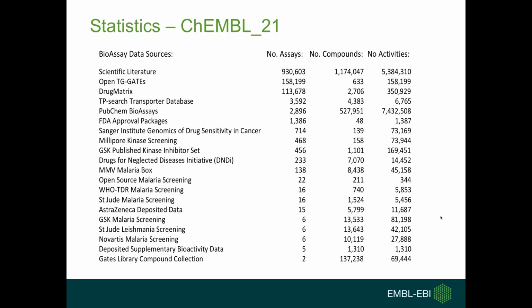So OpenTG Gates and Drug Matrix are two toxicity projects that made lots of data available, so we put those into ChEMBL. We also exchange data with PubChem bioassay database, so we have information in ChEMBL from PubChem. And then more recently, we have a lot of information from deposited data sets. So particularly in the area of neglected diseases, we have Medicines for Malaria Venture, Drugs for Neglected Diseases Initiative, who regularly deposit data in ChEMBL, and a lot of other collaborators as well who deposit data.